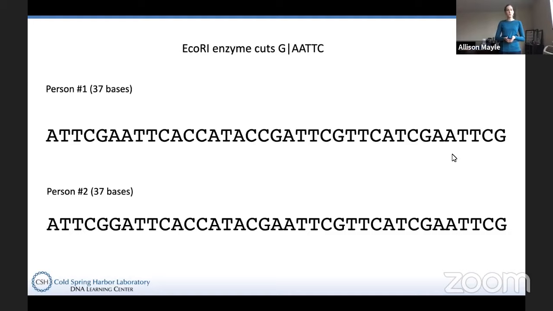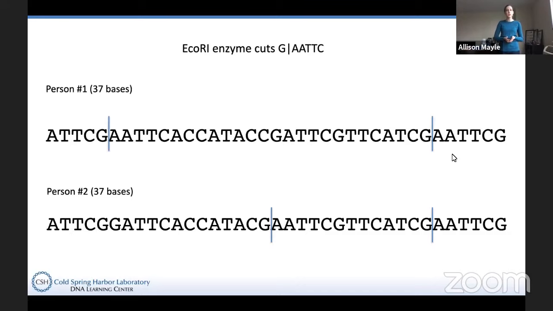You might have noticed already, if you've been looking at this for a few seconds, that in person number 1, just a few base pairs in, we have ATTC and then we have GAATTC. So that's going to get cut by our enzyme. But we don't have that sequence in person number 2. After our ATTC, we have GGATTC. So that one's not going to be cut by EcoR1 just because of that one little change from A to G.